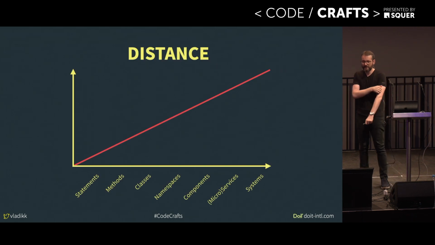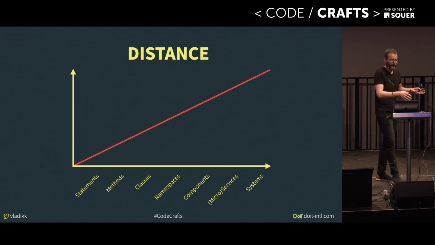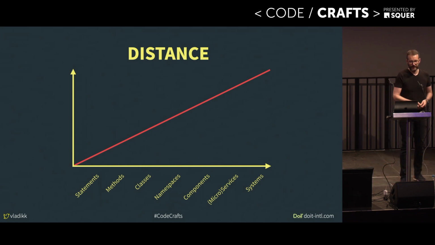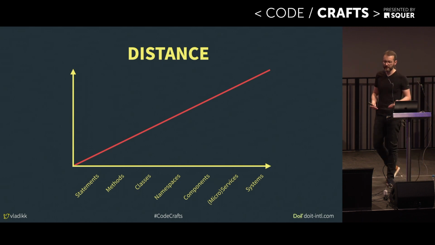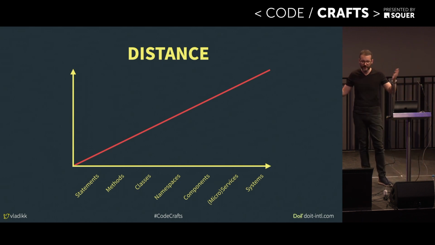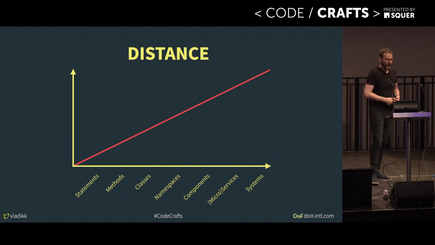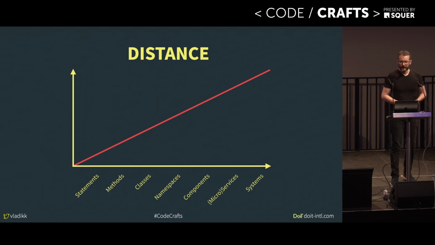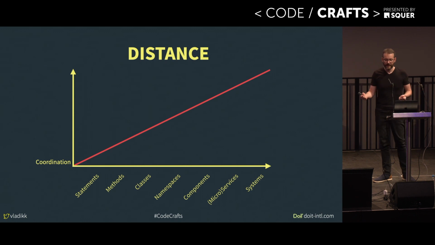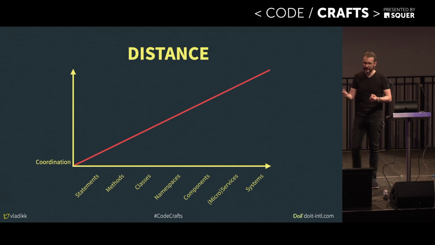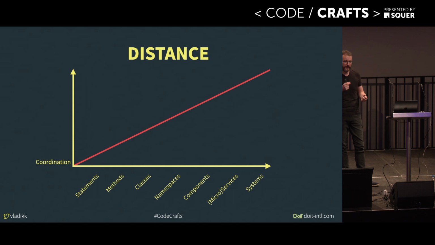And turns out the physical location of components of a system in the code base also affects our coupling. Coupling can happen between individual statements, methods, classes, namespaces, components, services, microservices, whole systems, whatever. And the larger the distance between two connected components, the higher the coordination that is needed to implement a change that affects these two components.